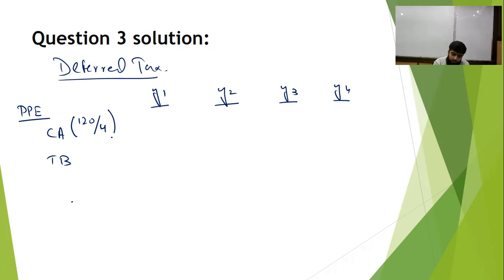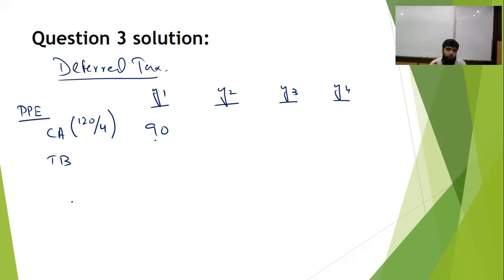Over the period of 4 years, depreciation will be recorded: 30,000 for year 1. It means the carrying amount of the asset would be 120 minus 30. Are you getting the point? That is the carrying amount, the value of the asset at the end of year 1. At the end of the year it would be 120 minus 30, that is 90. The carrying amount of the asset at the end of year 1 would be 90.